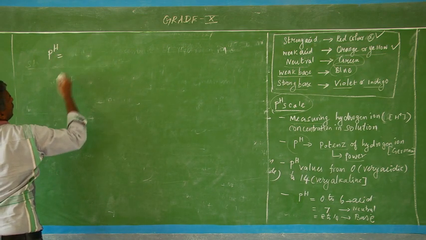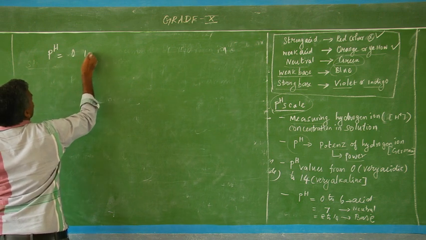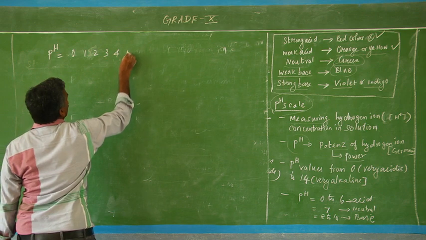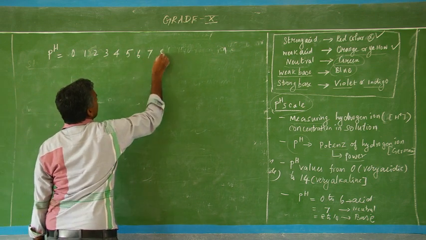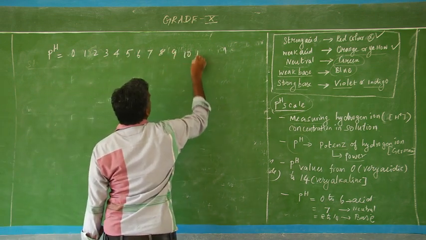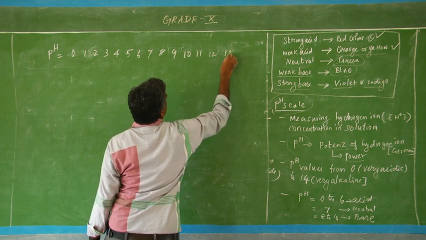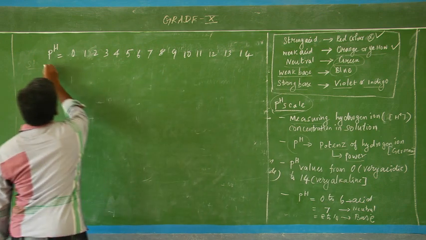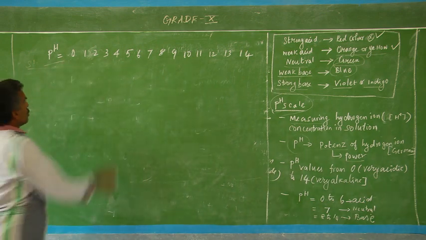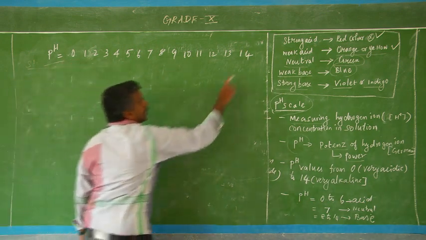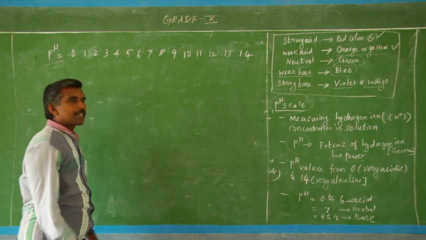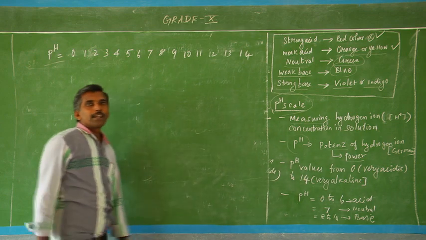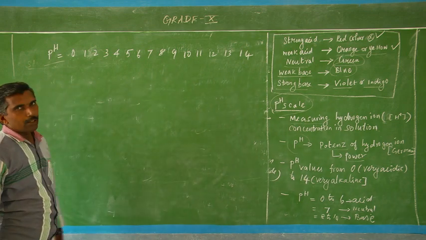pH value varies from 0 to 14: 0, 1, 2, 3, 4, 5, 6, 7, 8, 9, 10, 11, 12, 13, 14. So the minimum value of pH is 0 and the maximum value is 14, as per 10th standard.